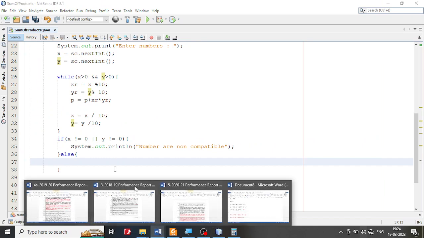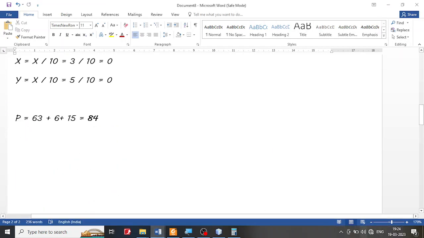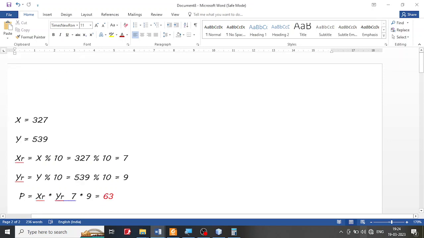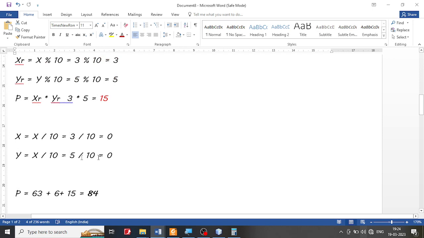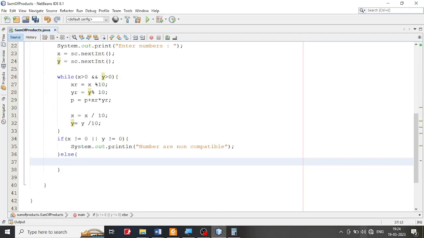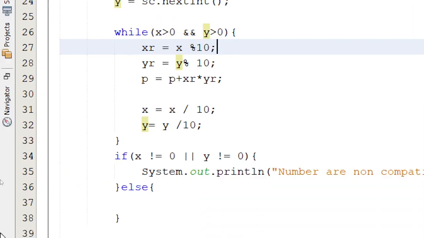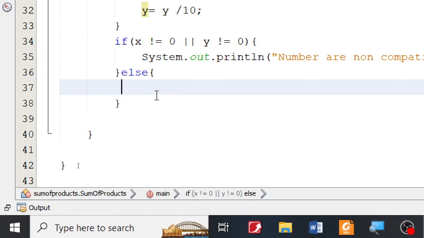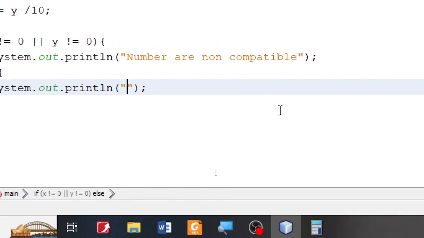simultaneously both of them have become 0. So if you look at this first case, wherein both of them have the same number of digits, then simultaneously both will become 0. Okay. In that case, I can show the output, and I'm going to zoom in for you. I'm going to say sout, press tab, and say sum of products is, and I'm going to add the P.